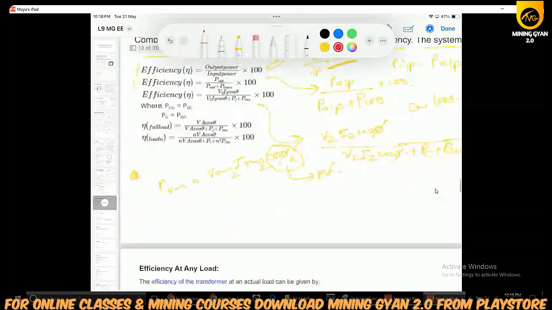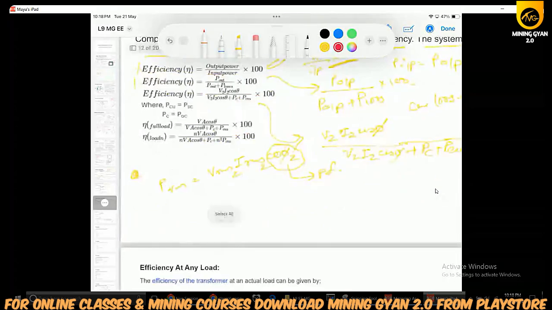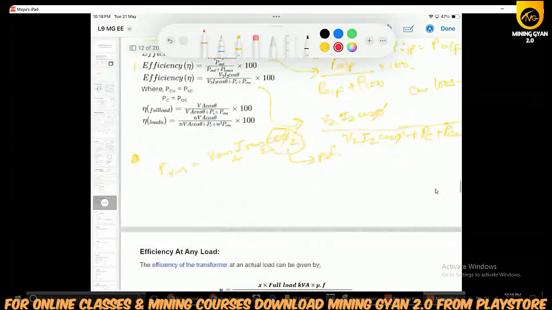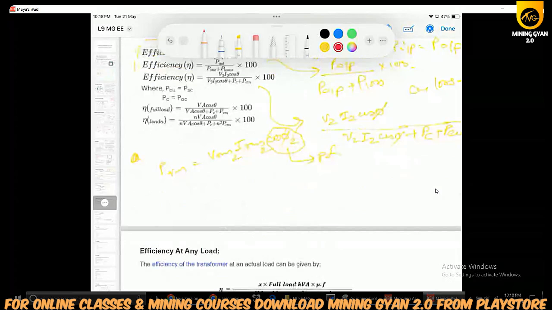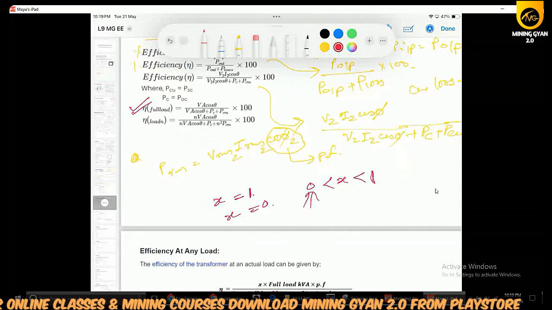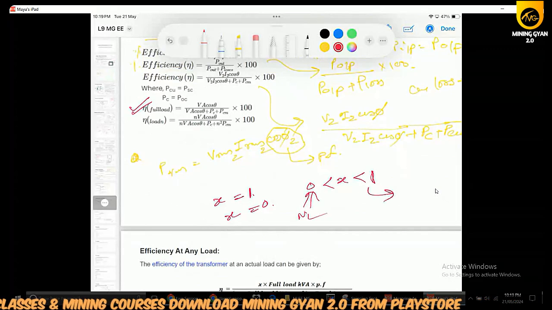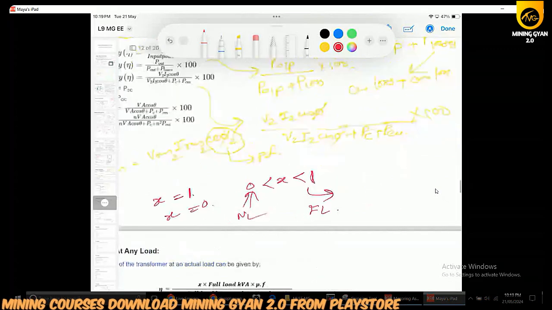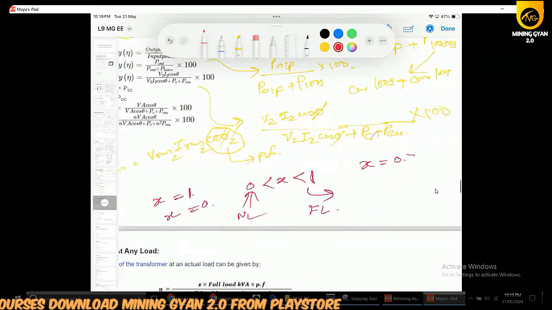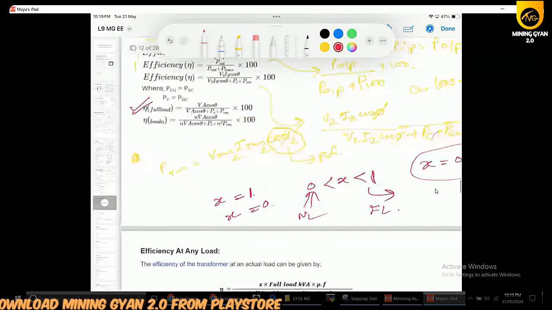Okay. Next at the full load, this is the same formula. X is the parameter. At the full load it will be 1, and at no load it will be 0, and between any load it will be between 0 to 1. This represents no load, this will represent the full load, and at half load x will be 0.5. Okay, so we have to multiply x here.